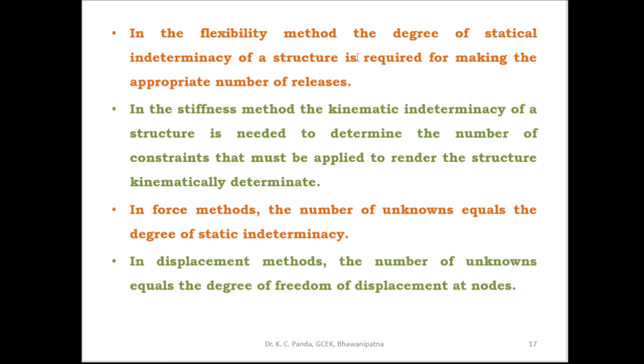In the flexibility method, the degree of statical indeterminacy of a structure is required for making the appropriate number of releases. Whereas in the stiffness method, the kinematic indeterminacy of a structure is needed to determine the number of constraints that must be applied to render the structure kinematically determinate. In force or flexibility methods, the number of unknowns equals the degree of static indeterminacy, whereas in the displacement methods, the number of unknowns equals the degrees of freedom of displacement at nodes.